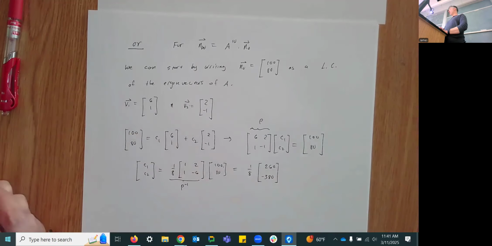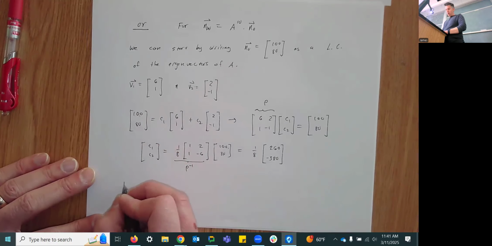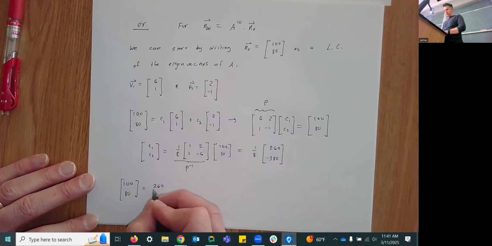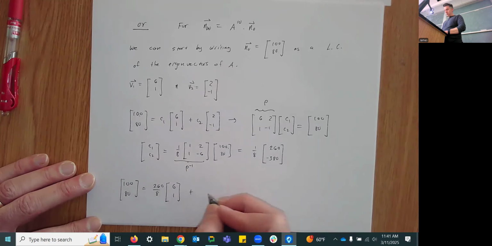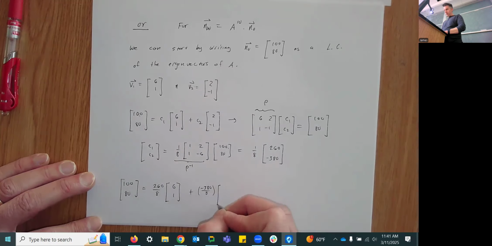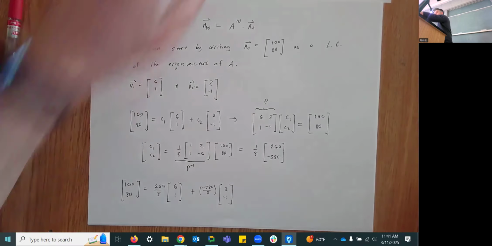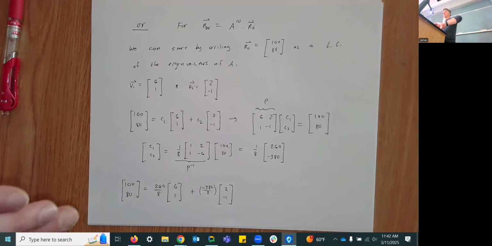So here's what we're saying here. We're saying that we can write this vector 180 as equal to C1, which is 260 over 8 times the first vector, plus C2, -380 over 8 times the second vector. Yes, I'm certainly aware that we could reduce those fractions, but I don't really want to because I want us to see the same thing. Normally we would.